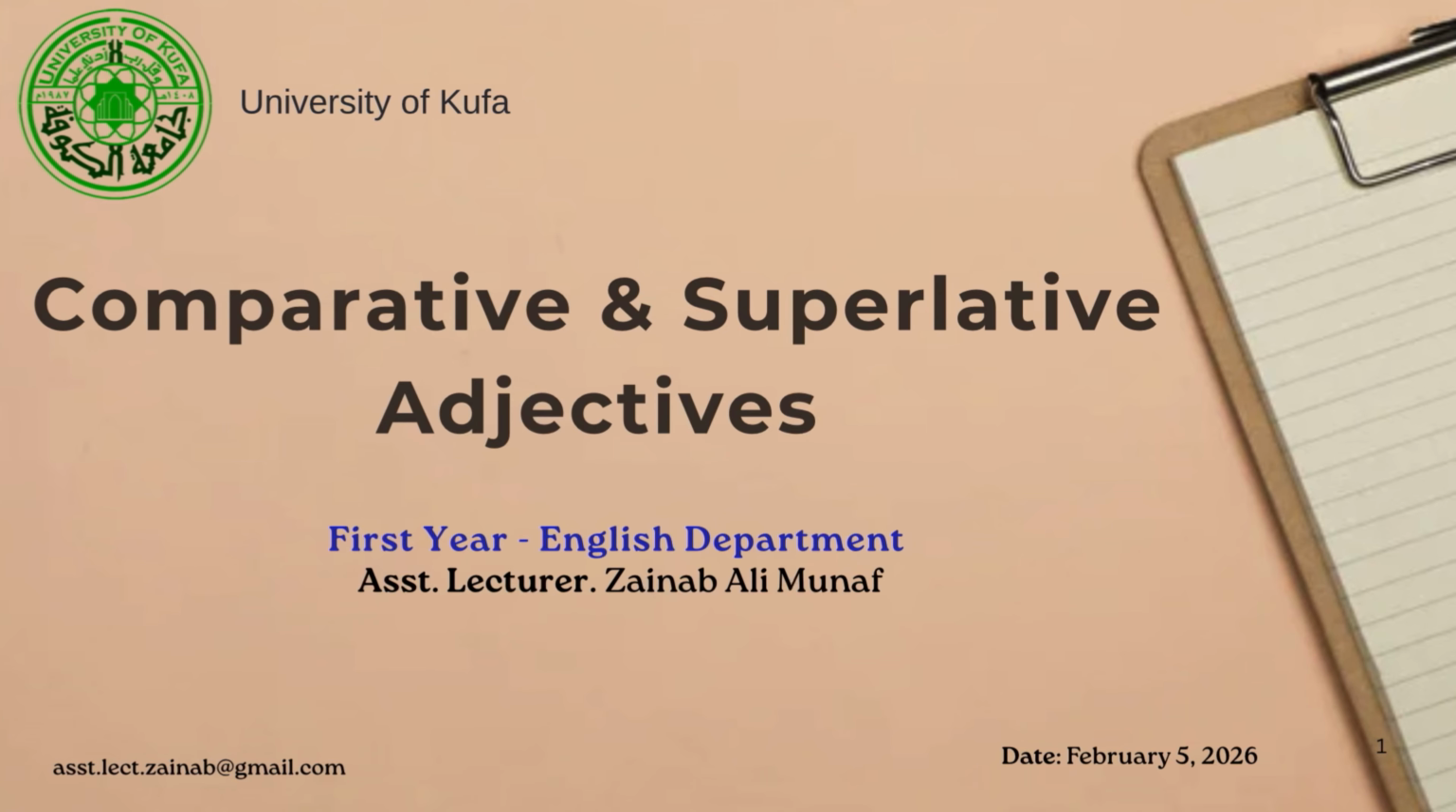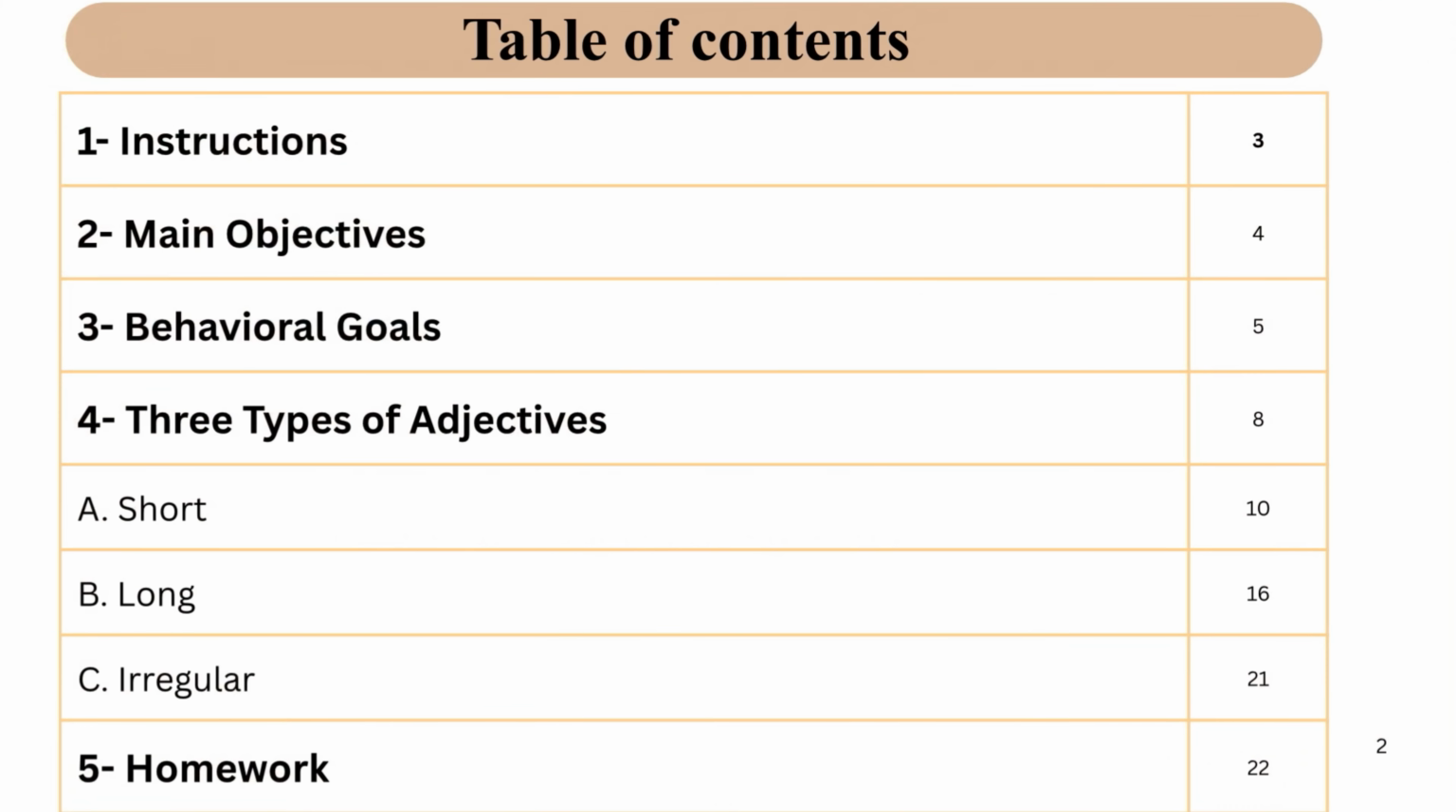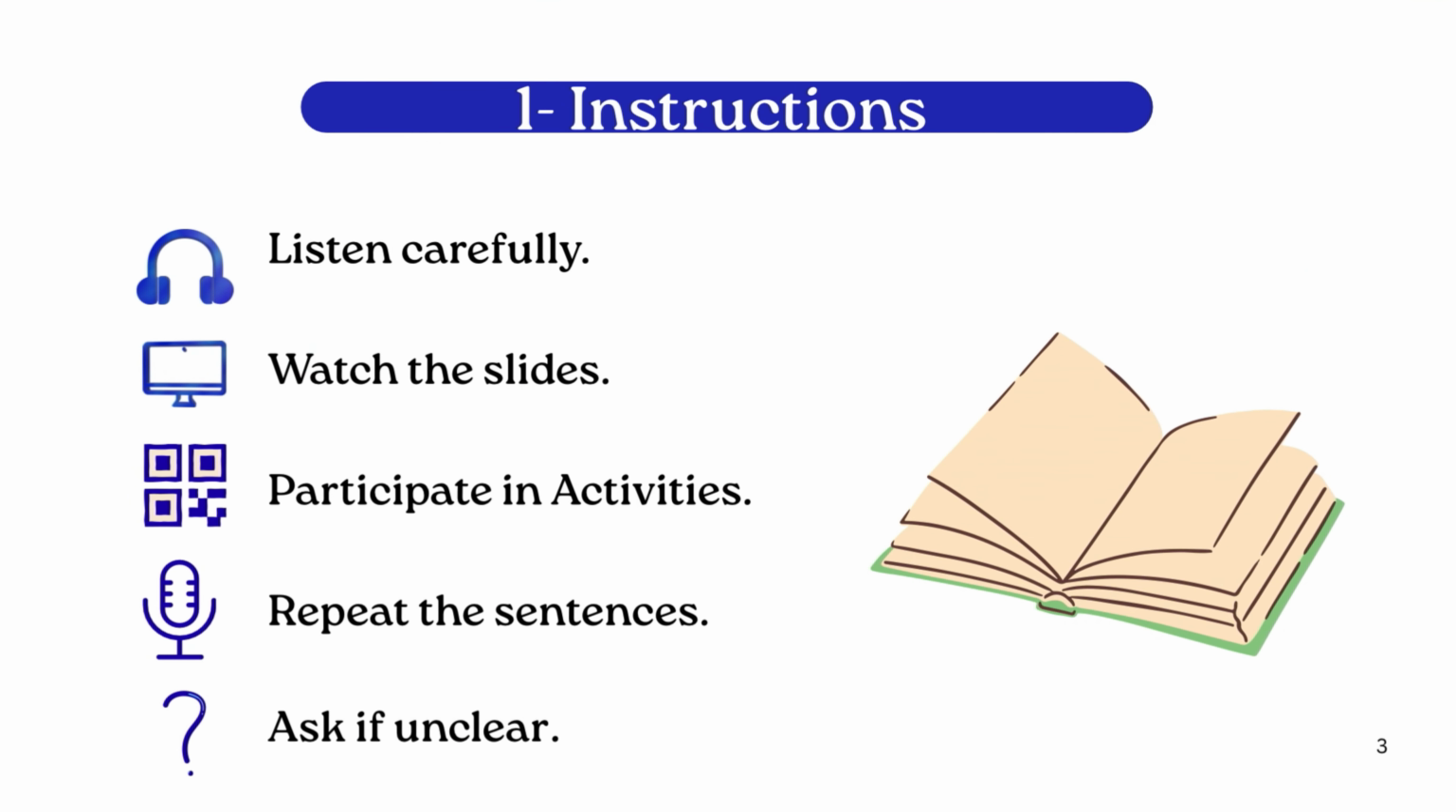So, today's lecture is about comparative and superlative adjectives. First of all, you have to know what we are going to talk about: instructions, main objectives, behavior goals, and the 3 types of adjectives, and finally, the homework. So this is the instructions. You can take a look.